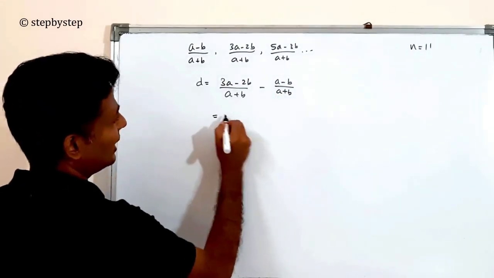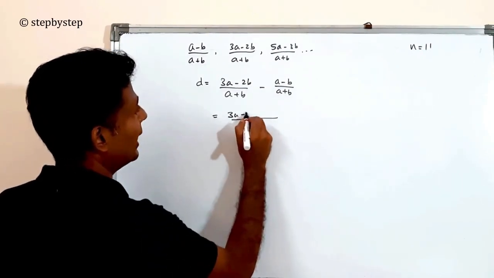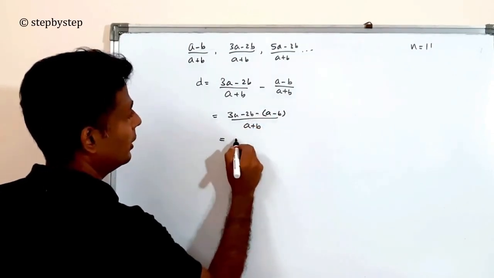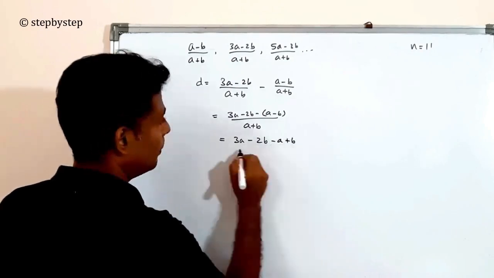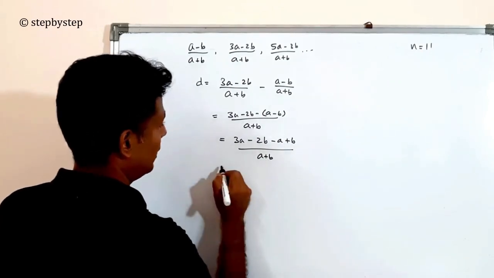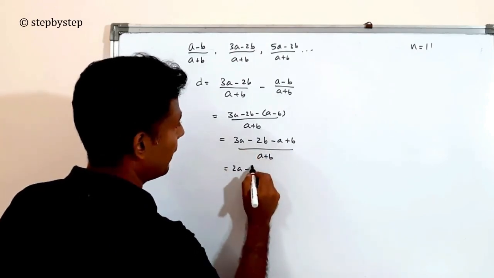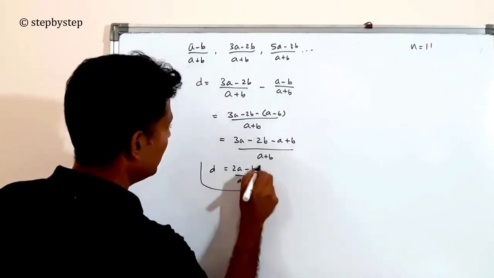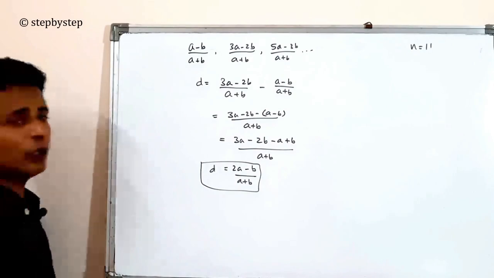Since the denominators are the same, the LCM will be a plus b itself. I get 3a minus 2b minus, remember to put brackets, a minus b. So 3a minus 2b minus a plus b by a plus b. So 3a minus a is 2a, minus 2b plus b is minus b, by a plus b. This is our d. Now we know a, we know d, we know n, we can find S of n.